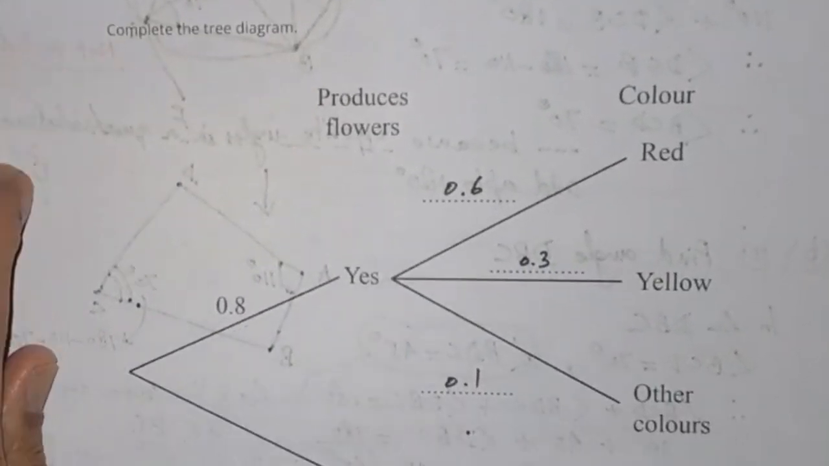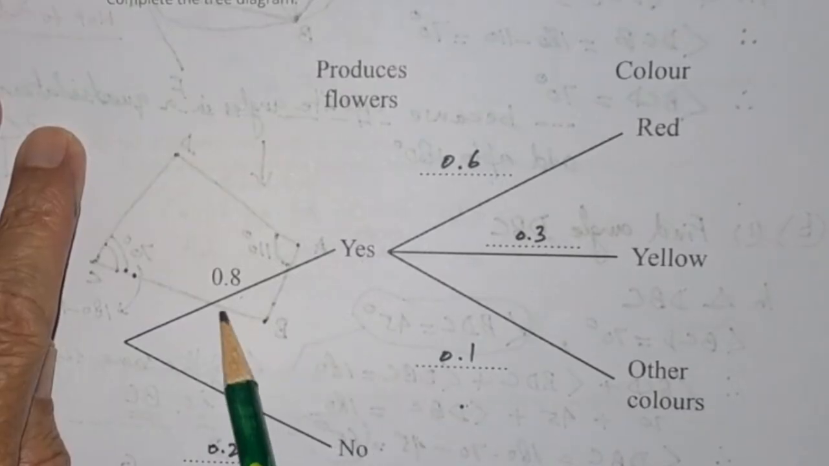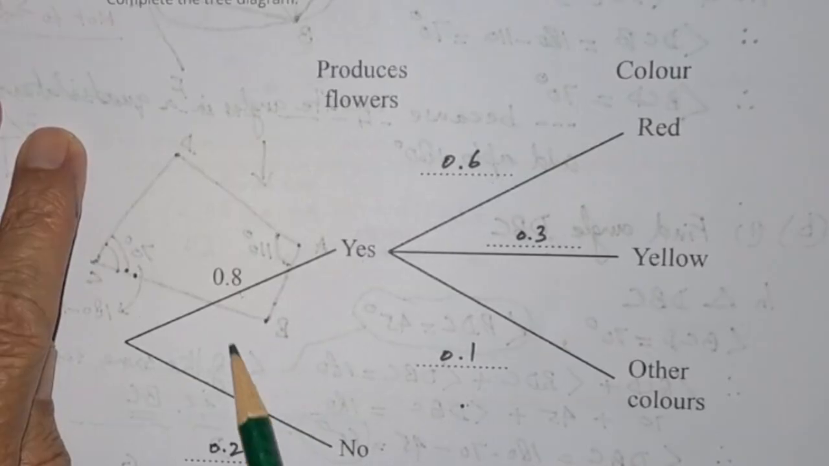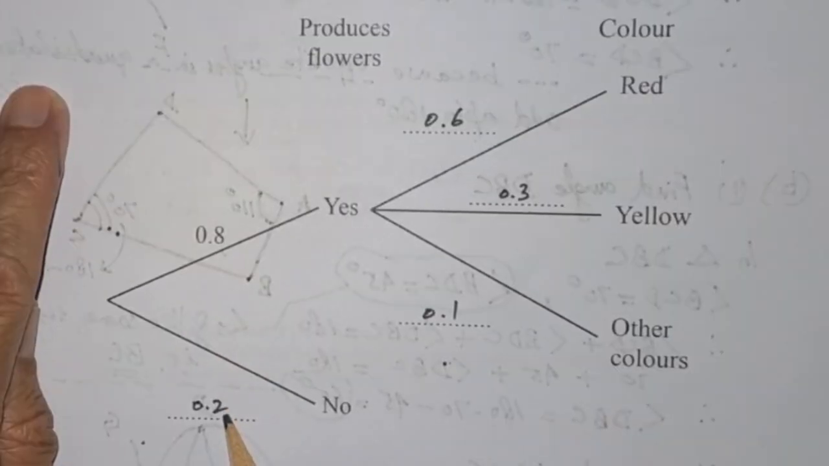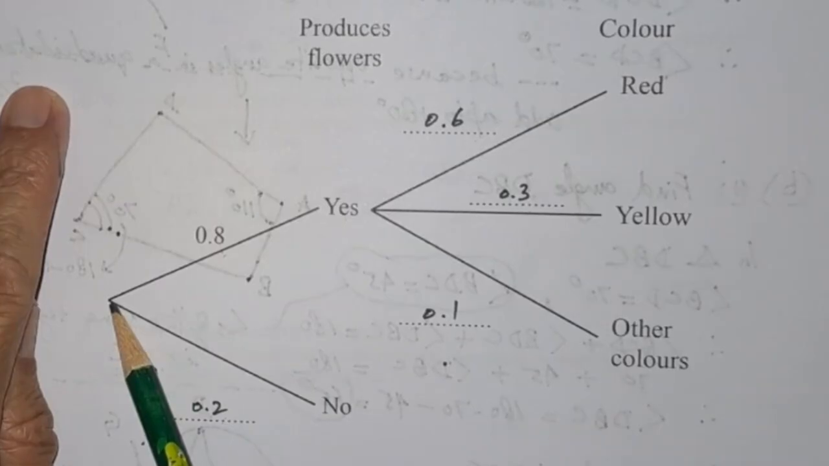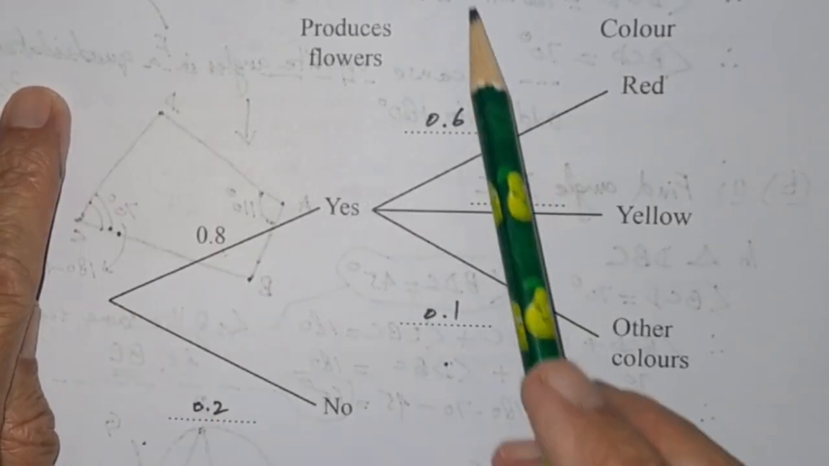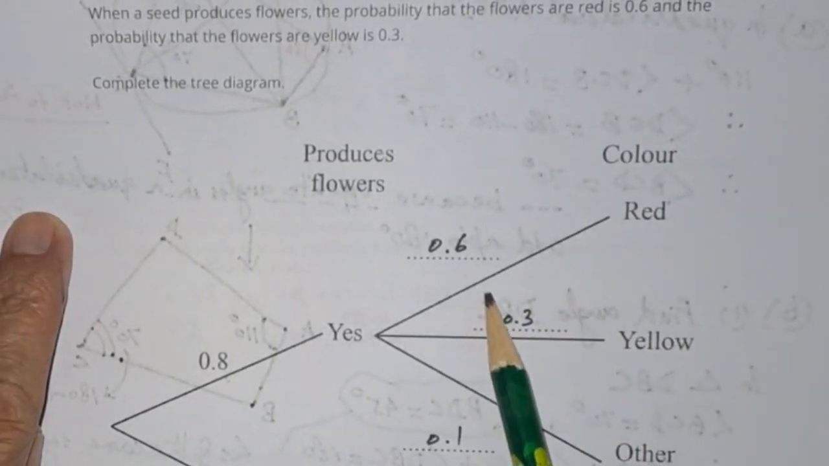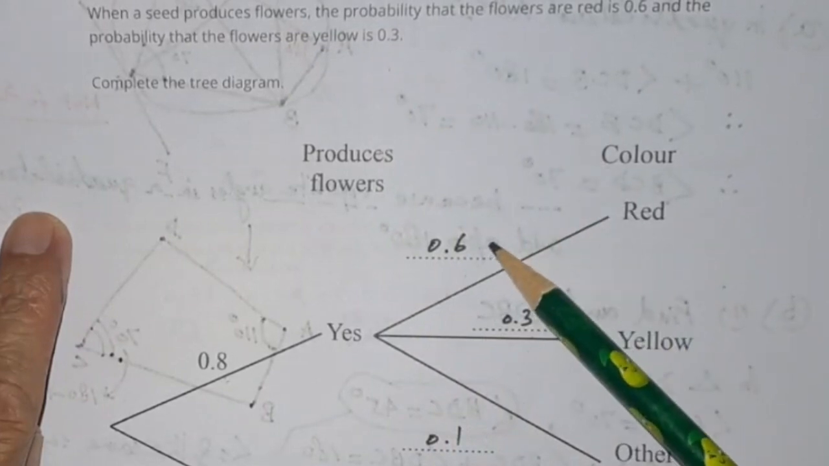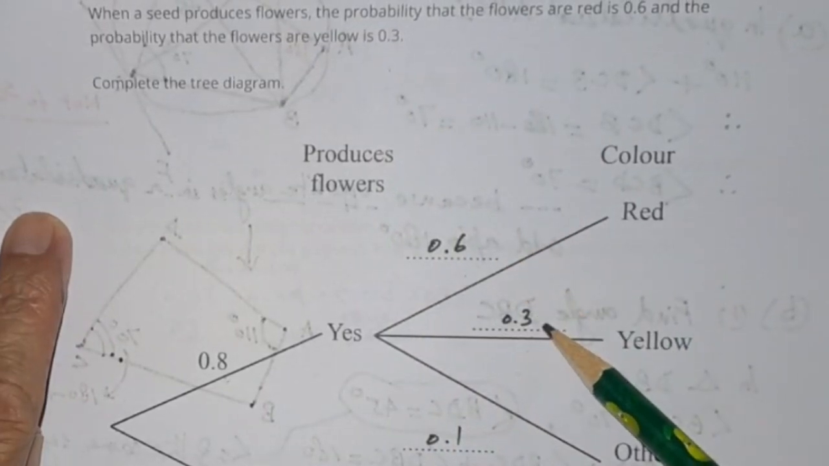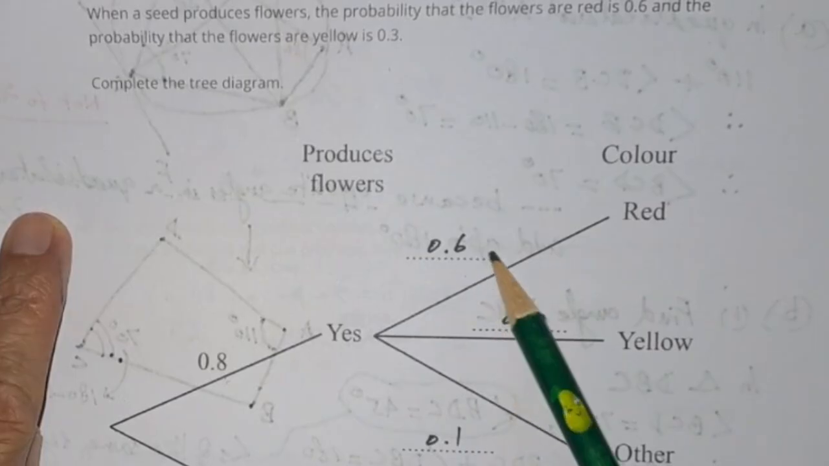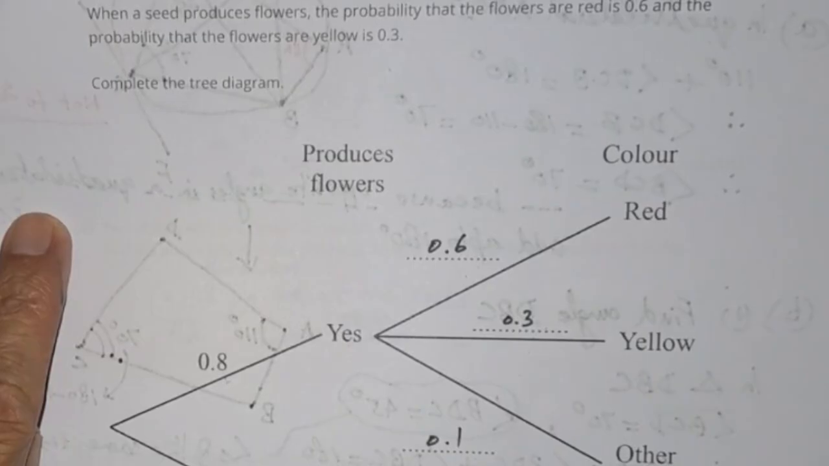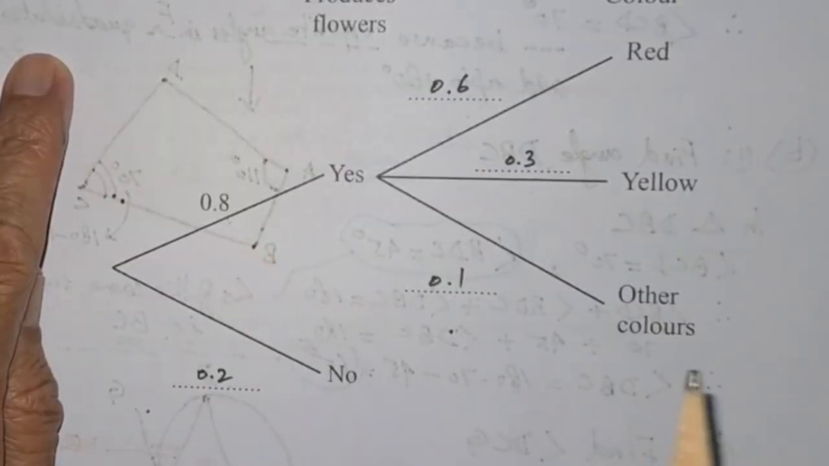So here is the tree diagram. 0.8 has been written by the examiner, and 0.2 will make 0.8 plus 0.2 equal to 1 here. And then there is the red. Red is 0.6 and yellow is 0.3. So 0.6 plus 0.3 is 0.9. So this will be 0.1 and they add up to 1 again. And this is 0.2 because 1 minus 0.8 is 0.2.